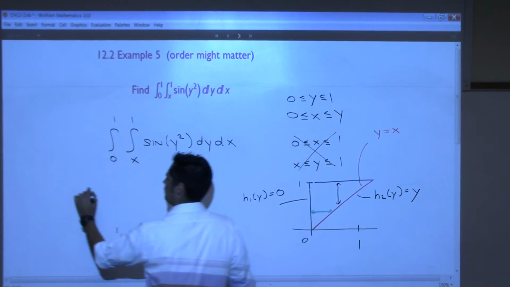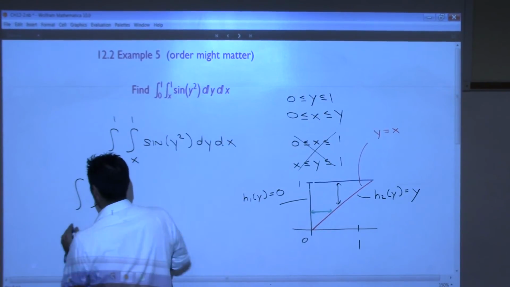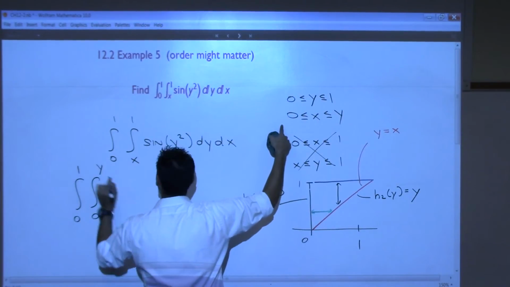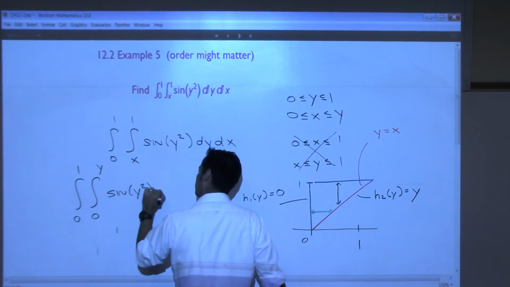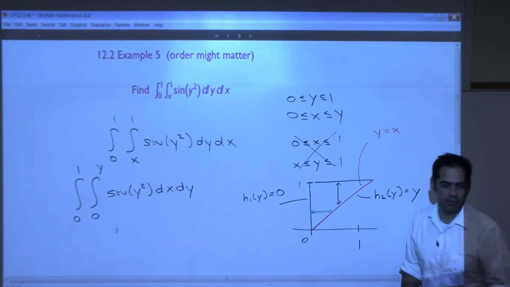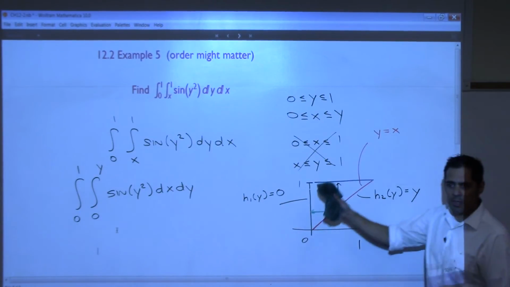Switch this over, double integral, 0 to 1, 0 to 1, 0 to y, and then the same integrand, switched dx dy instead of dy dx. And this one I'm not going to dot dot because I want you to actually see it happen. Any questions on how I switch this?